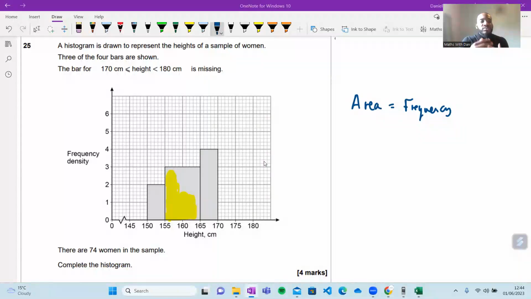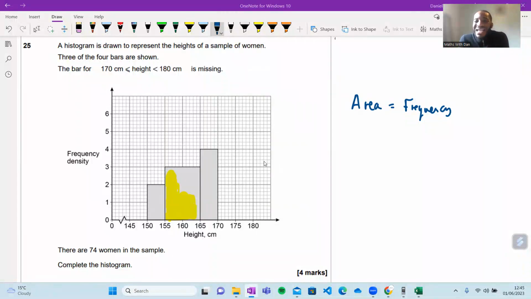So a histogram is drawn to represent the heights of a sample of women. Three of the four bars are shown. The bar for 170 to 180 is missing. Now, it says here there are 74 women in the sample. We need to complete the histogram. Well, if we need to complete the histogram, we need to fill in the missing bar, the missing rectangle. Now, how do we do that?